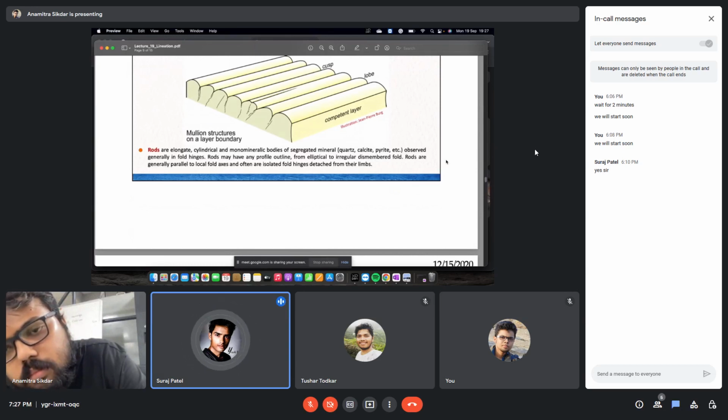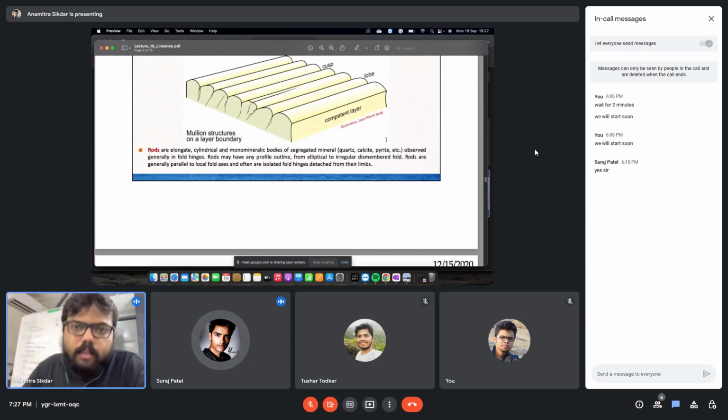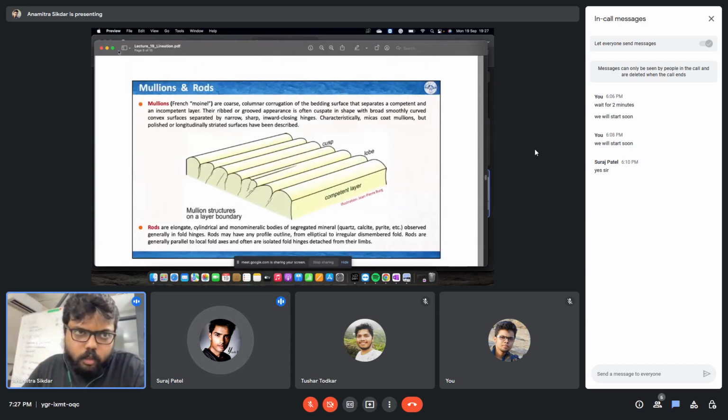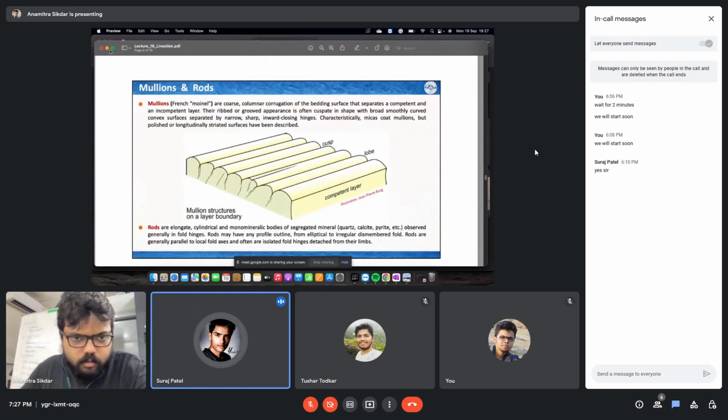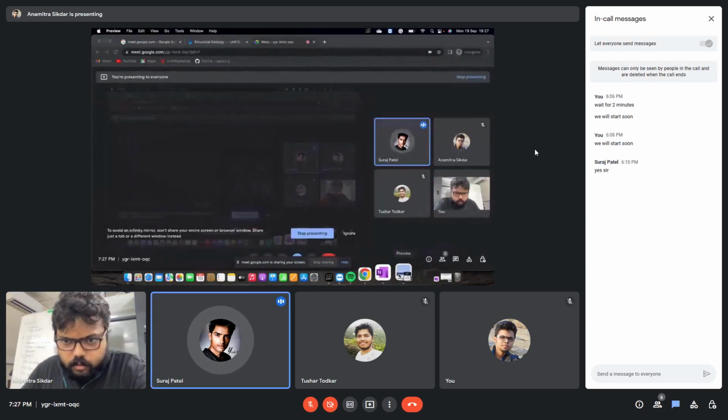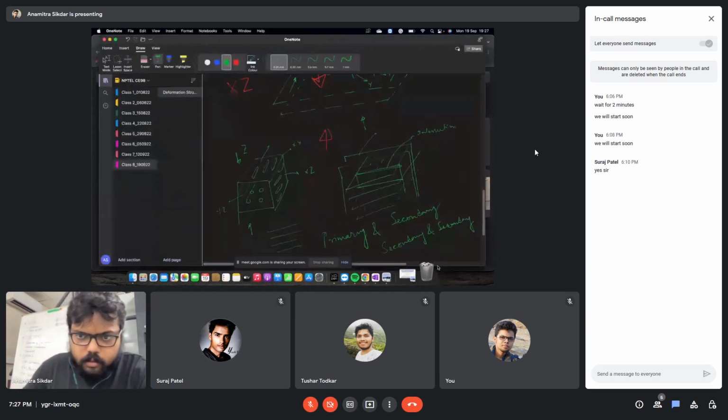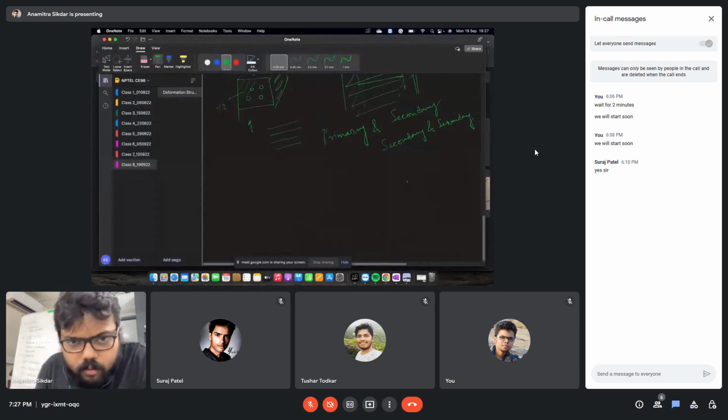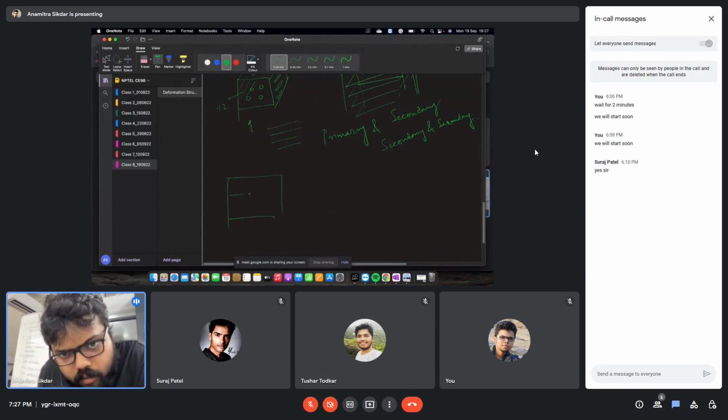They didn't draw the incompetent layer, it's just on the top of it and the bottom of it. Okay, we draw this. This is the whole diagram, I mean the whole picture. You have the competent layer here in between, and this is the incompetent layer.